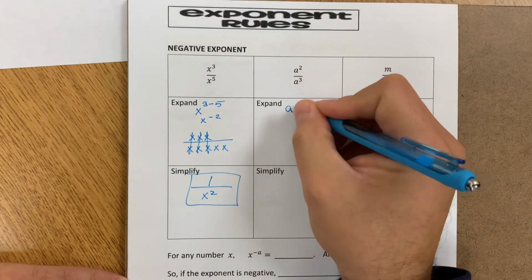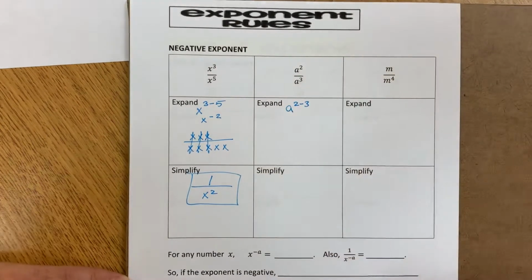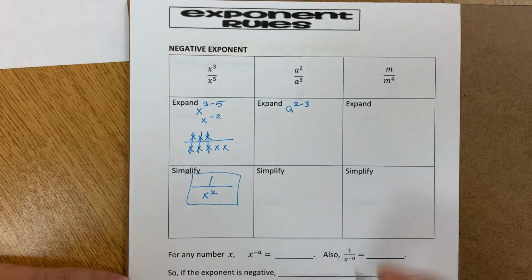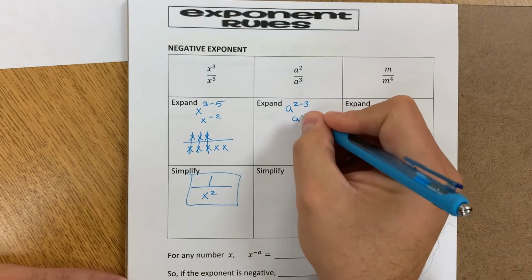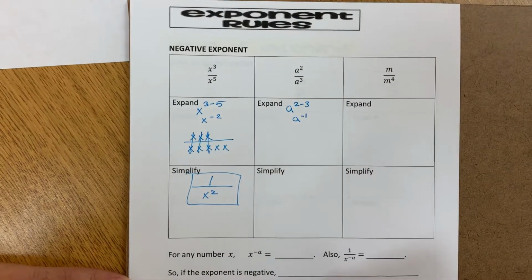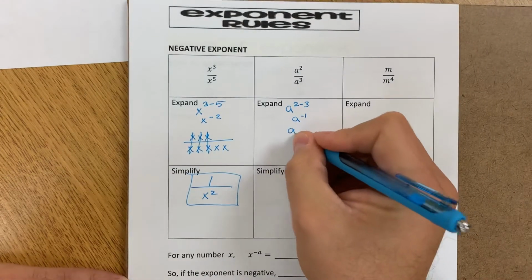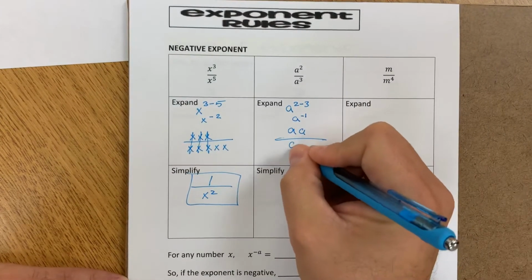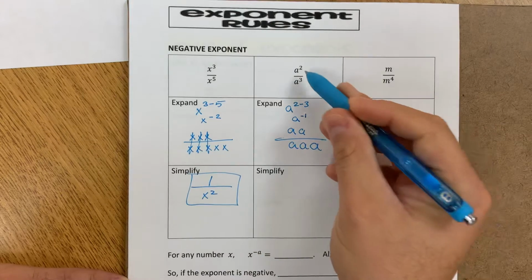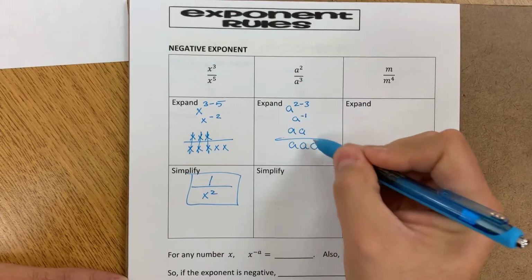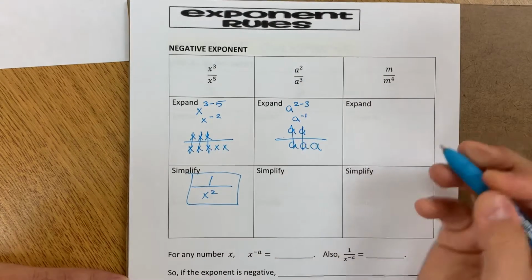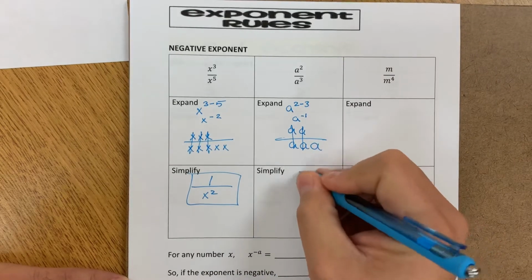Okay, so let's do this other one again. So a to the 2 minus 3, that's what the rule says. We are left with a to the negative 1. Again, negative exponents, I don't like them, so let's just expand everything out. 1, 2 for a squared, a to the third, 1, 2, 3. Cancel those out. We are left with 1 over a.